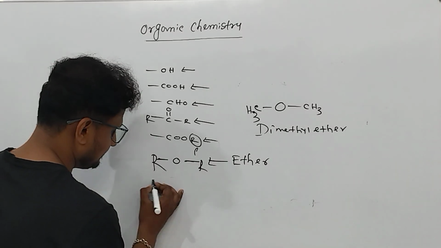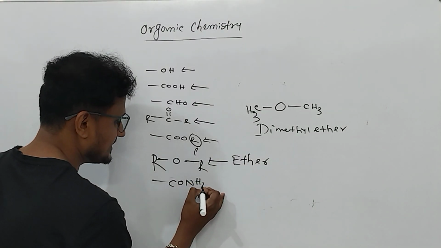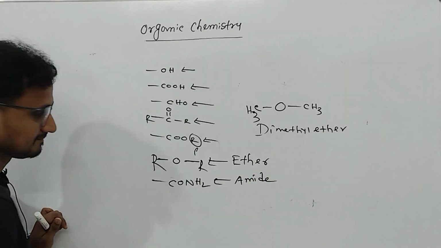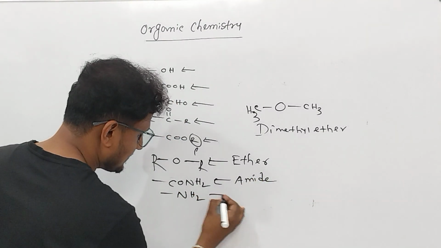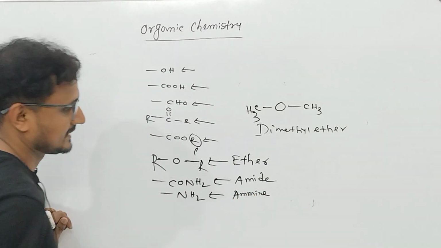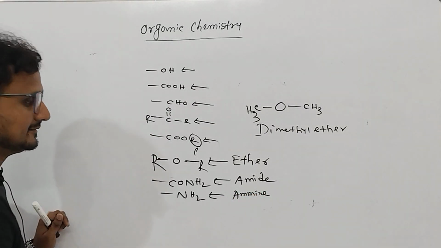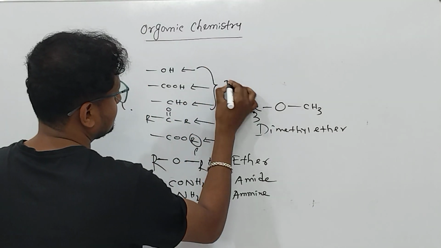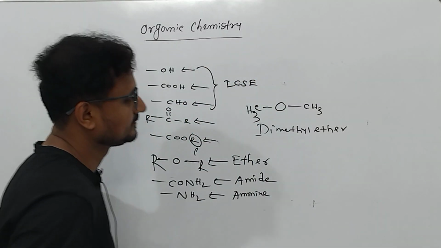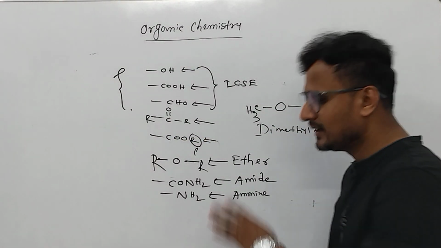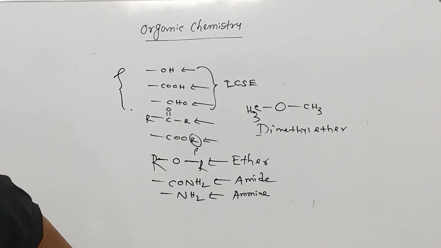We have this also, CONH2. This is called amide. NH2 also there. This is called amine. Okay, we have many, but in ICSE we have these three. Okay, so we have learned the terms of the IUPAC nomenclature. Now let us go for the IUPAC nomenclature.